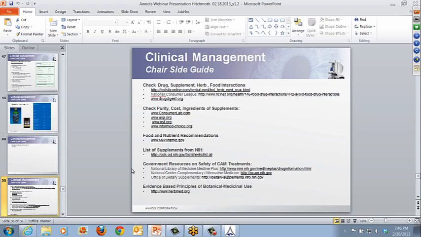You need to talk to primary care. You need to check those nutrients. And there are some websites here that you can use to do that very easily. If you want to check the purity, cost, and ingredients of supplements, by far and away, ConsumerLab is, I think, probably the best.